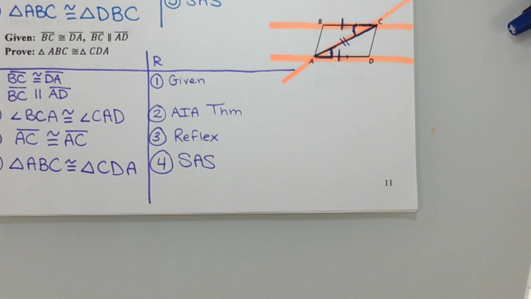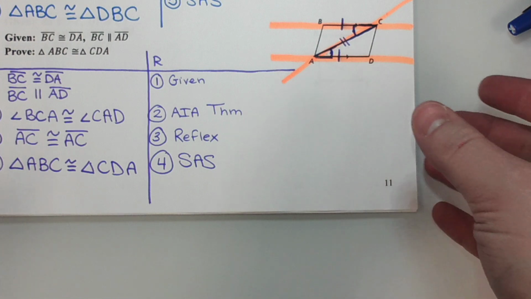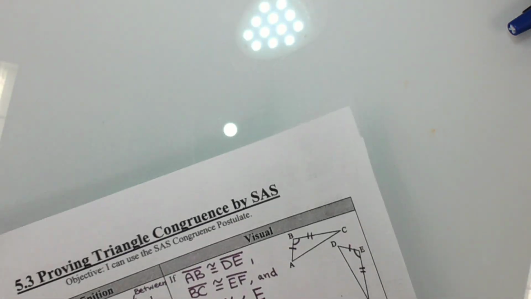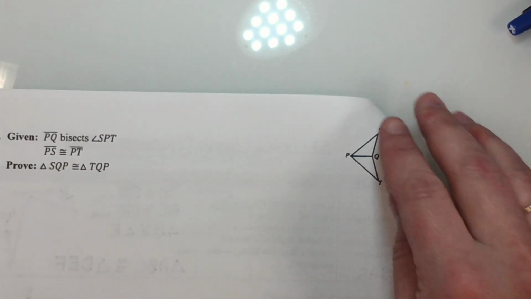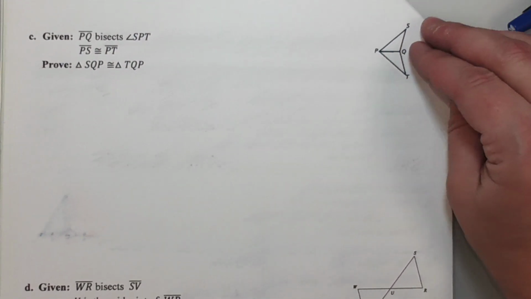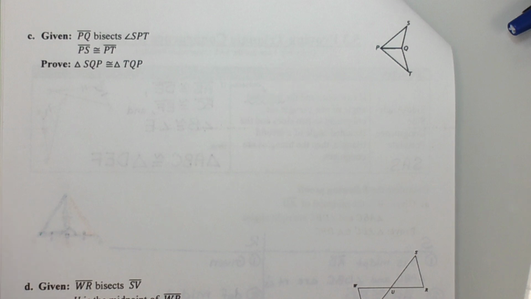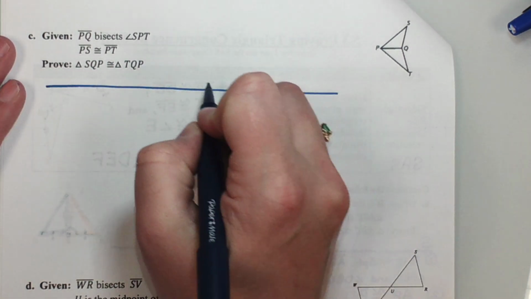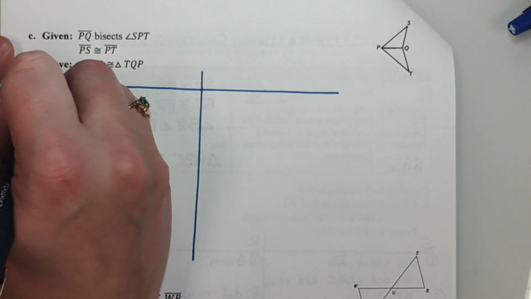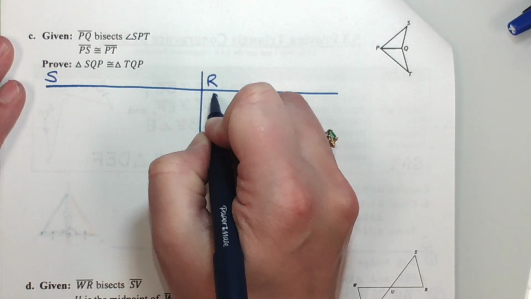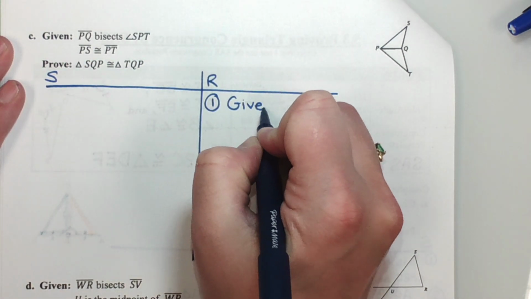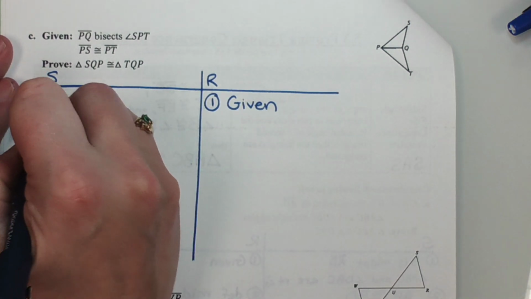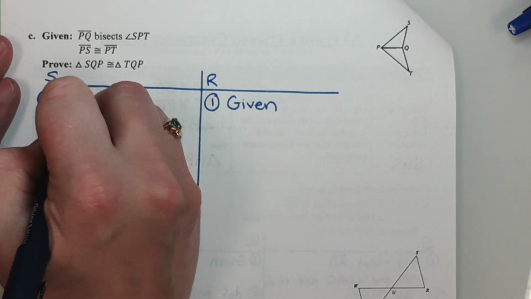That proof is 4 steps. Like I said, these ones are shorter. Okay. So, we've got 2 more. Y'all know how to start the proofs.